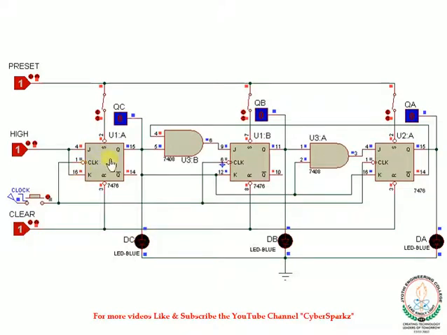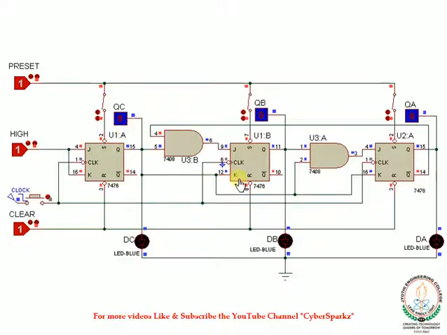Here the first flip-flop output QC will be the MSB, and the last flip-flop output QA will act as the LSB. As you can see, the inputs to the first flip-flop are J and K both equal to 1. This flip-flop will always work in toggle mode, which means for each clock pulse, that flip-flop output will be just the toggled value of its previous output. So initially the flip-flop output is 0, and on the next clock pulse this flip-flop output will become 1.